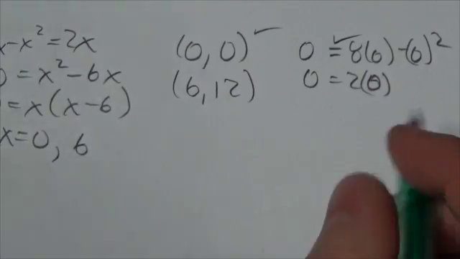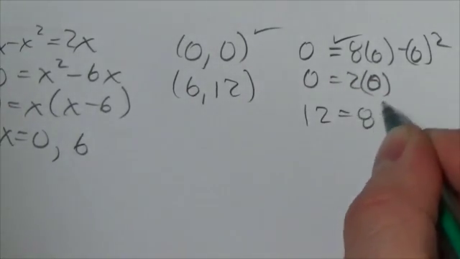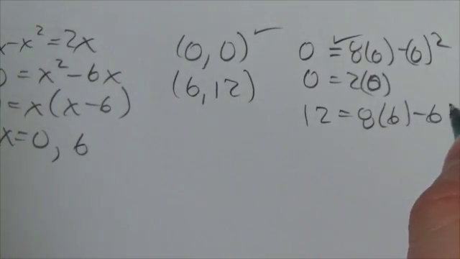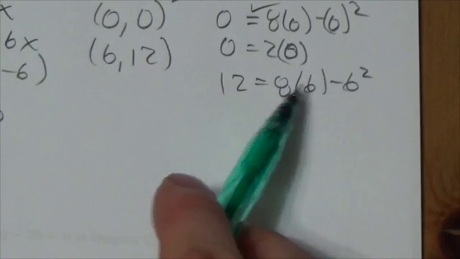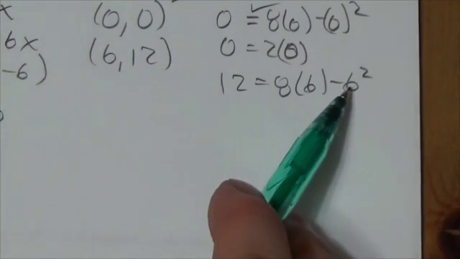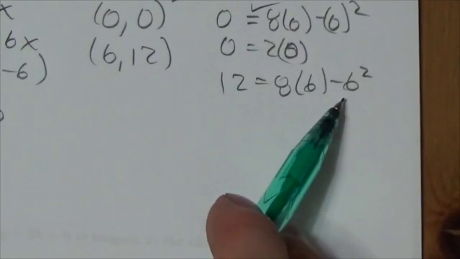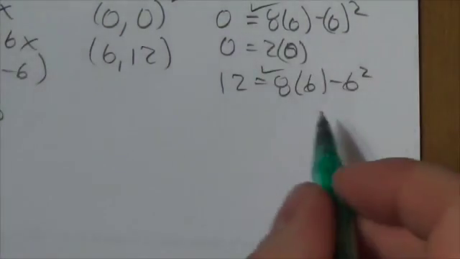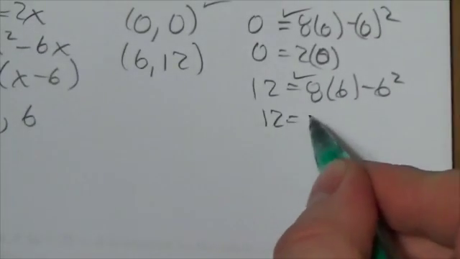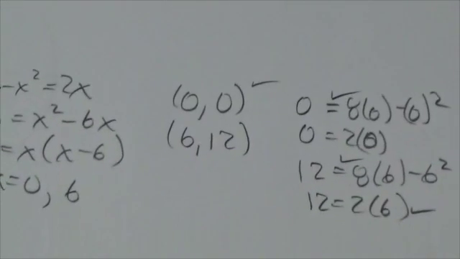Okay, now let's try the next one here, 6, 12. Okay, so is 12 equal to 8 times 6 minus 6 squared? Okay, well that one might take a little bit more thinking. Okay, but 8 times 6 is 48. 6 squared is 36. The difference between 48 and 36? Yes, it is 12. And is 12 equal to 2 times 6? Yes, it is. So both of those points actually do work.